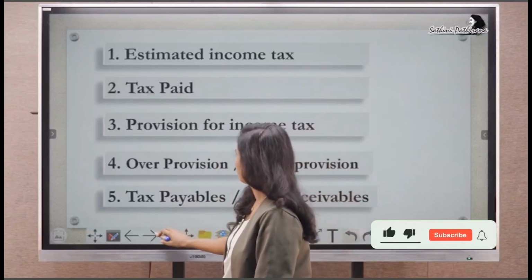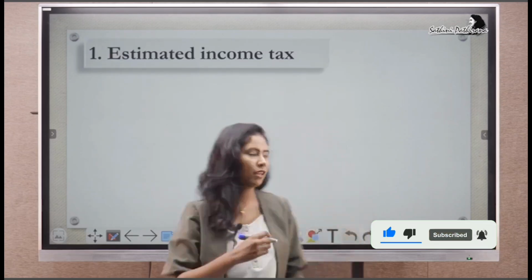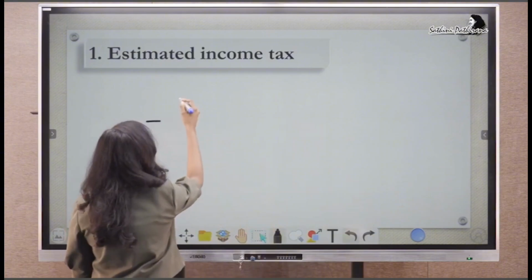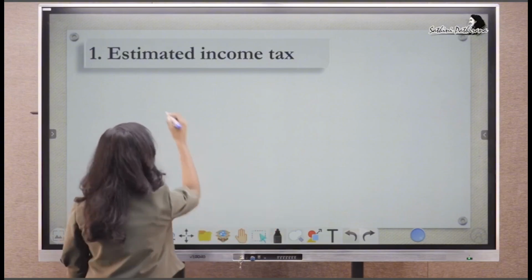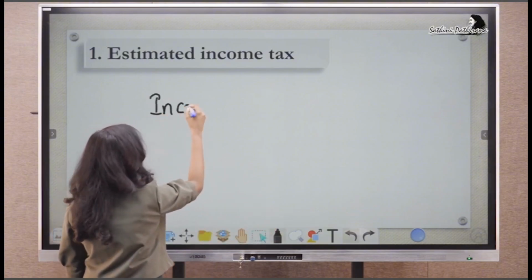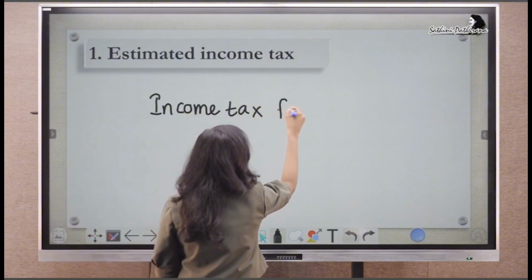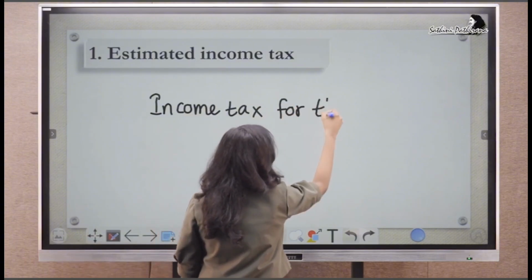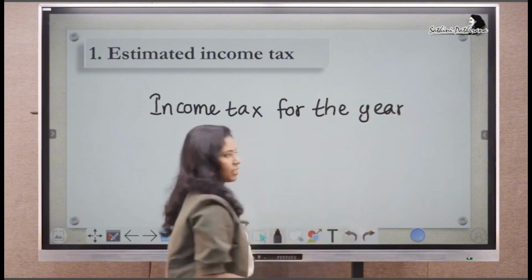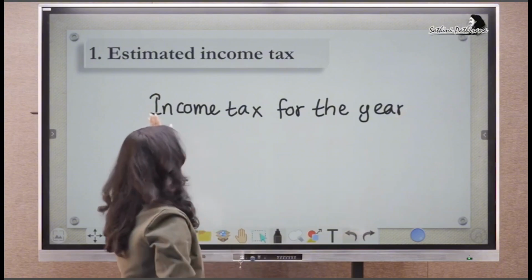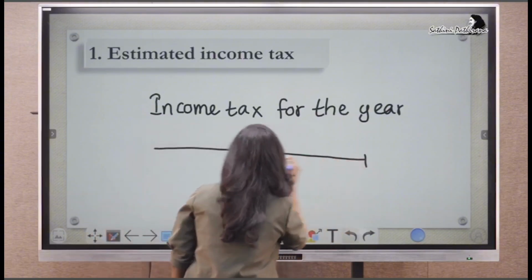First, let's go to the first concept, estimated income tax. Estimated income tax simply means the income tax for the year. This is the meaning of estimated income tax. Even if I tell you like this, you may not understand it properly.